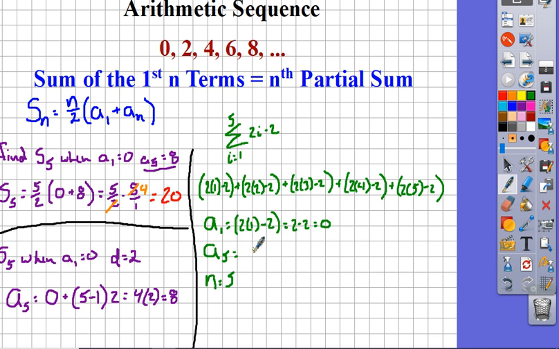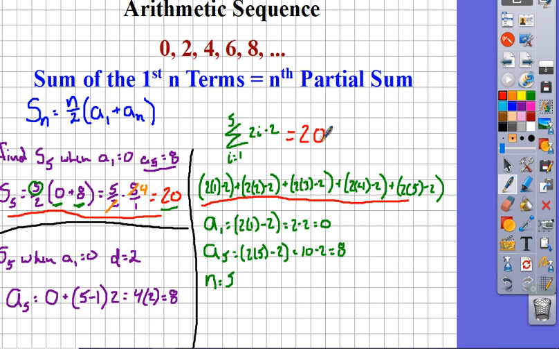We can find the fifth term by doing the same thing. 2 times 5 minus 2 gives us 10 minus 2, which is 8. So again, you can see I've created the same problem. Our first term is 0, our fifth term is 8, and we have 5 terms. So we get the exact same answer for our summation, either doing it the long summation way or doing the nth partial sum. We now know that that equals 20.